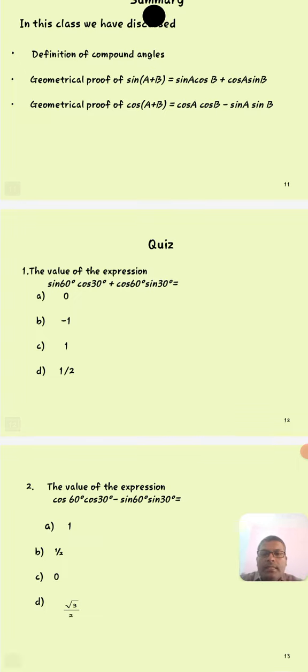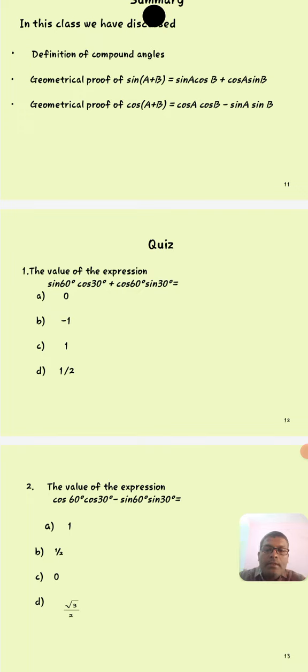Okay, here the second question is there. The value of the expression cos 60 degrees into cos 30 degrees minus sin 60 degrees into sin 30 degrees. Okay, now the options are given. A is 1, B equal to 1 by 2, C equal to 0 and D equal to root 3 by 2. Here what is the suitable formula? Cos A cos B minus sin A sin B. Cos of A plus B formula.